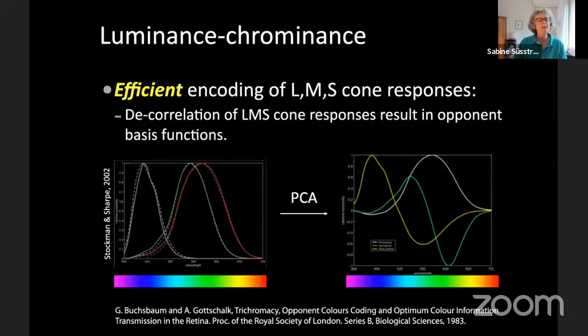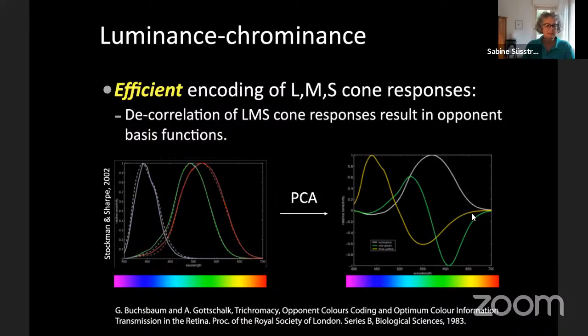And then it took another few years until the 1980s, when finally Buchsbaum and Gottschalk mathematically related the two color theories. They showed that the principal component analysis of the sensitivity functions of L, M, and S cones, so these are the S, M, and L cone sensitivities, results in an achromatic channel, here illustrated in white, and two chromatic channels, red-green and blue-yellow. Here the green, red, if you will, and here the blue, yellow.